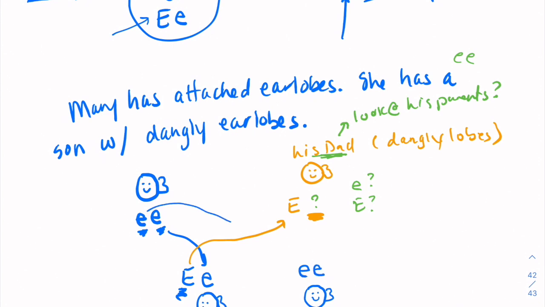Sure, he probably got one of these. Well, I know he got one of those recessive alleles from me, but the other one he had to get from his father. So his dad must be capital E, lowercase e, heterozygous. Right? So in this problem, we kind of had to think backwards, didn't we? We had to think back to the parents.